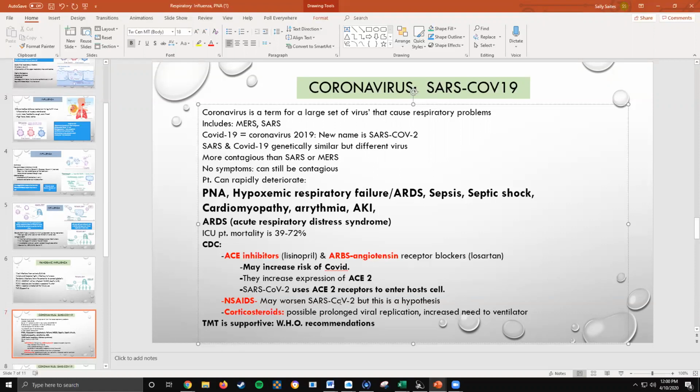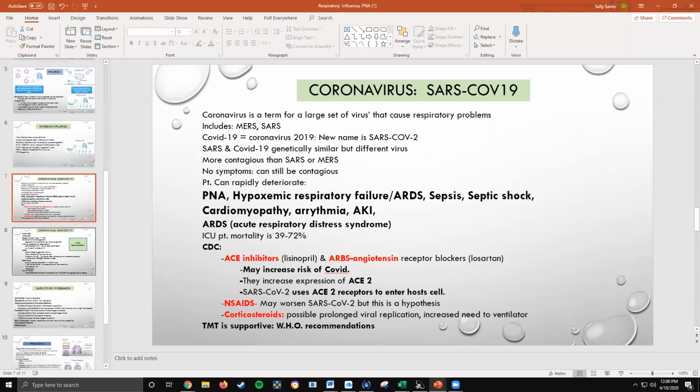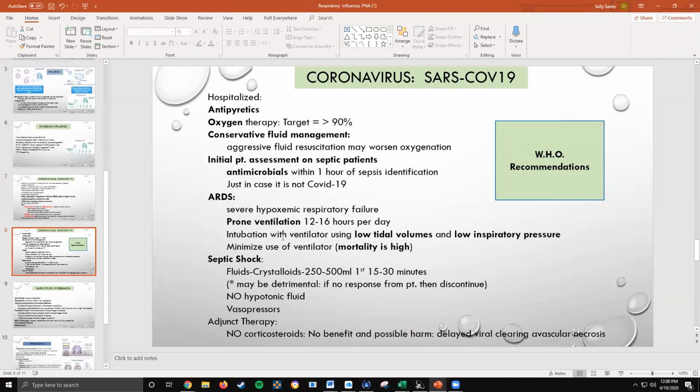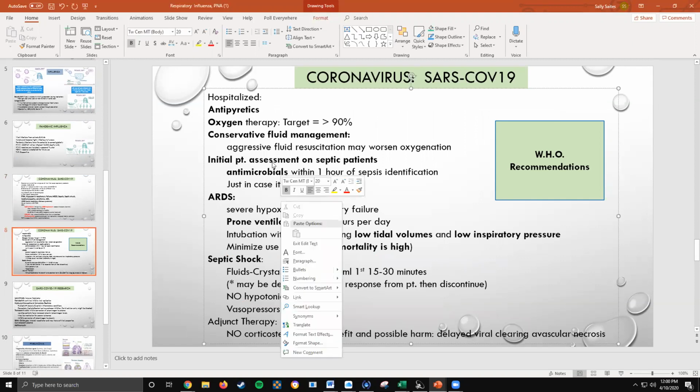NSAIDs, we've heard about NSAIDs saying that they can worsen COVID, but this is just a hypothesis. Corticosteroids, which we might normally use to decrease the inflammation in the lungs, can actually prolong viral replication, which then increases the need for a ventilator, which is bad because if we need a ventilator, then our mortality rate goes up. So our treatment really is supportive per the World Health Organization recommendations. And I'm going to go into that a little bit right now. I'm actually going to upload a form on the World Health Organization recommendations.